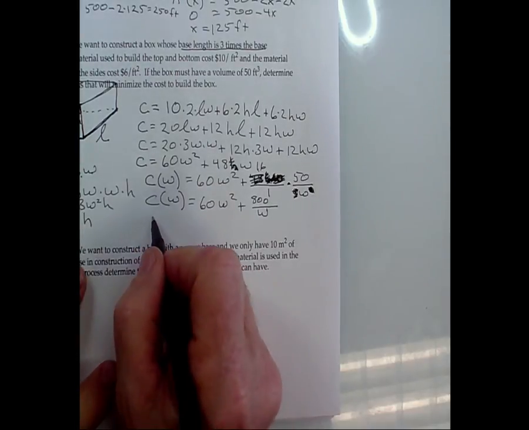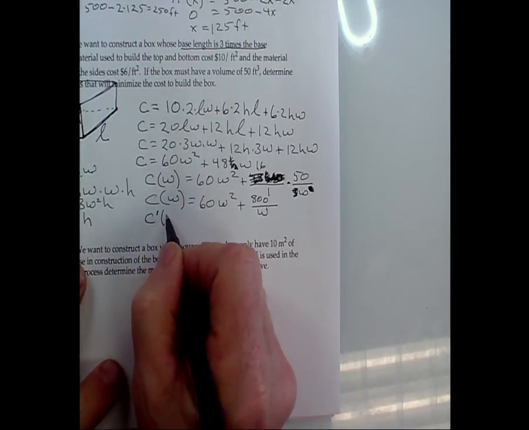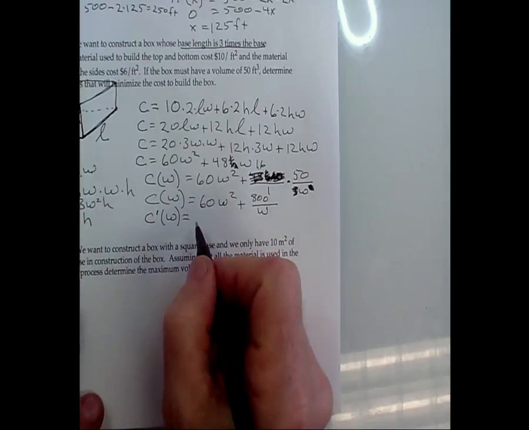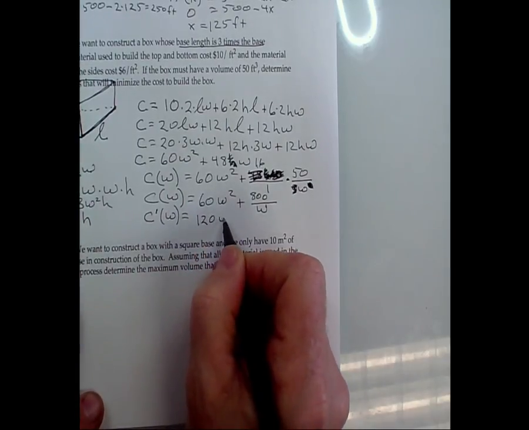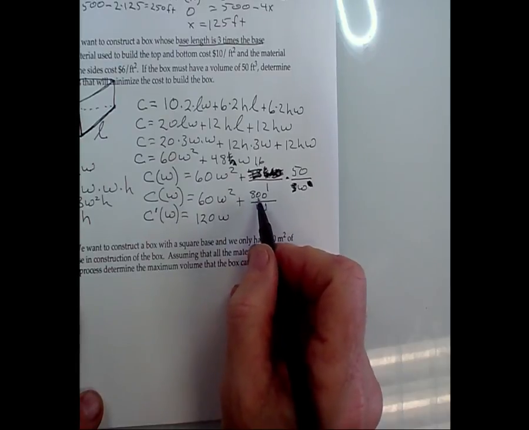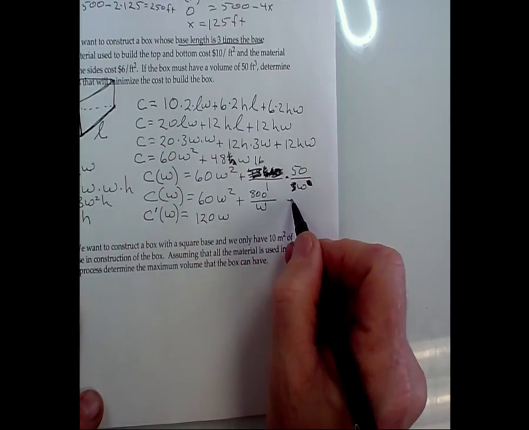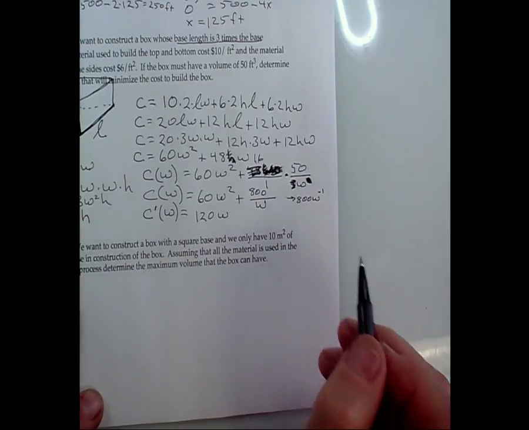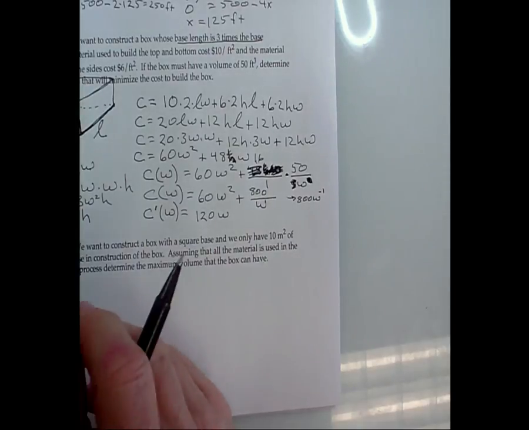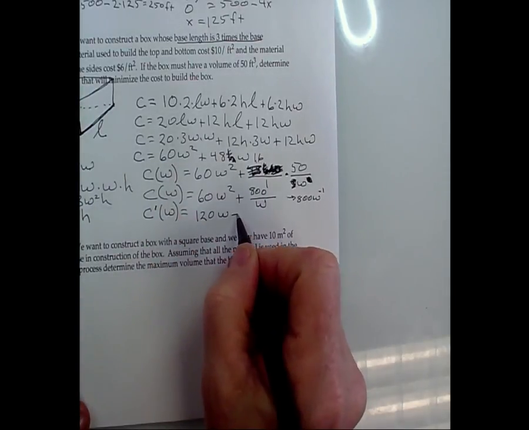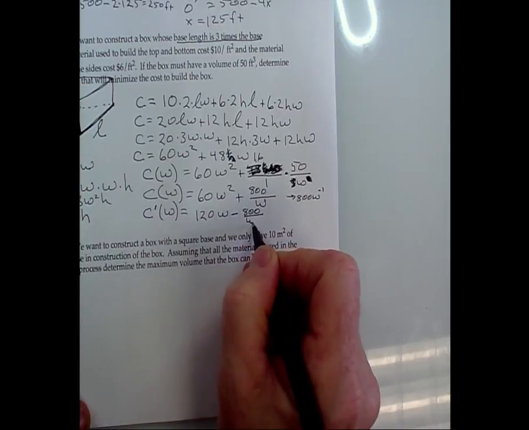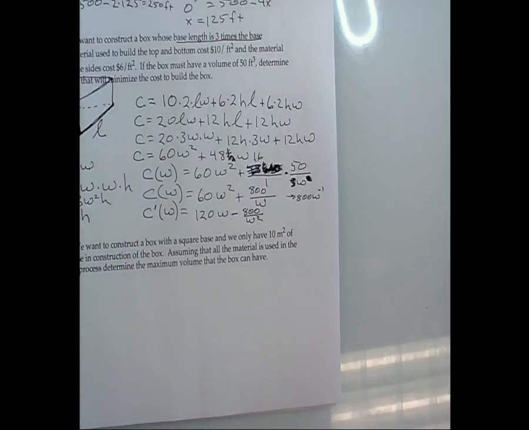Because we got to take the derivative, correct? So what's the derivative of 60W squared? 120W. What is the derivative of 800 over W? Remember, 800W to the negative 1, correct? Wouldn't it be minus 800 over W squared? Perfect. And so I got to get a common denominator.